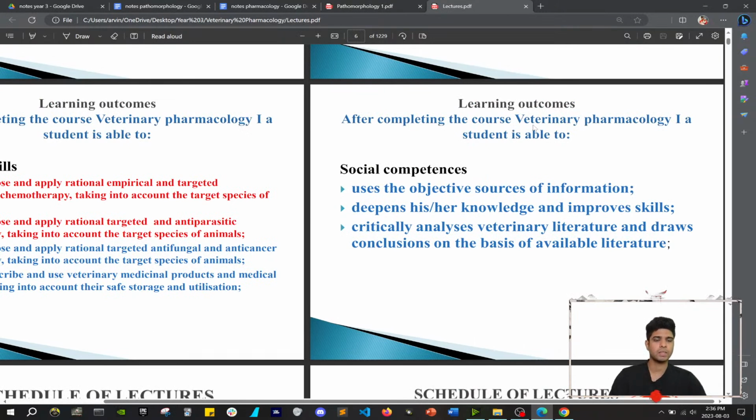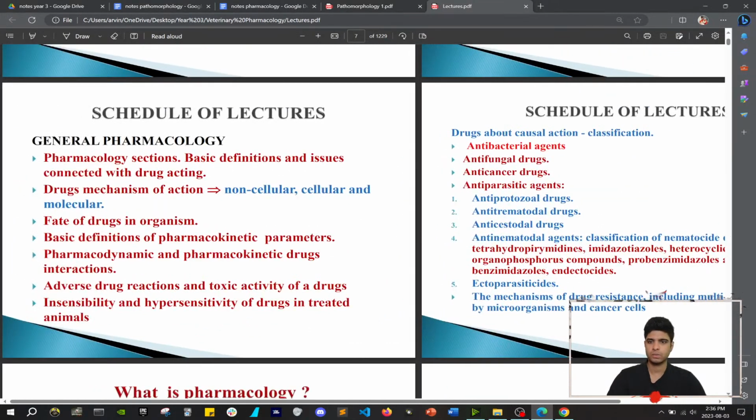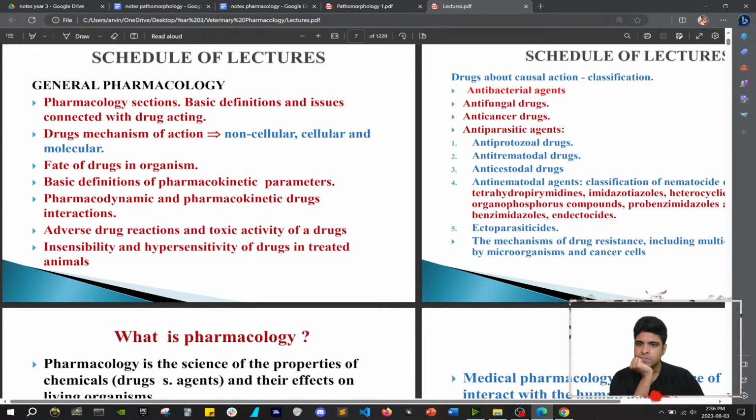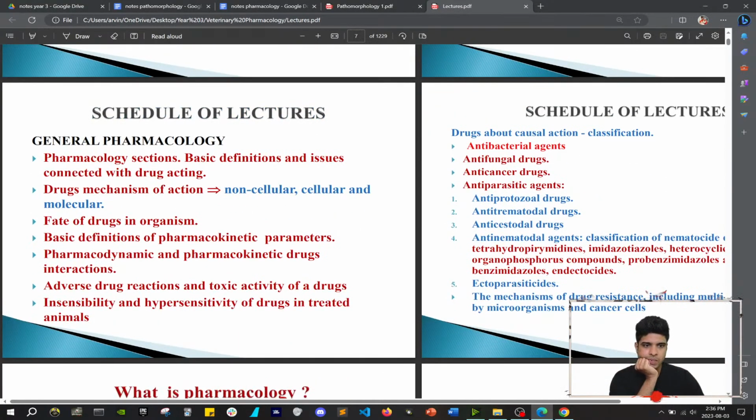After completing the course, you will do sushi. Okay. So it's a lot of fluff for the 7 slides. So I guess now the thing starts. So pharmacology sections: basic definition, issues connected with drug acting, drug mechanisms: non-cellular, cellular, molecular. The three types of drug mechanisms. Okay.